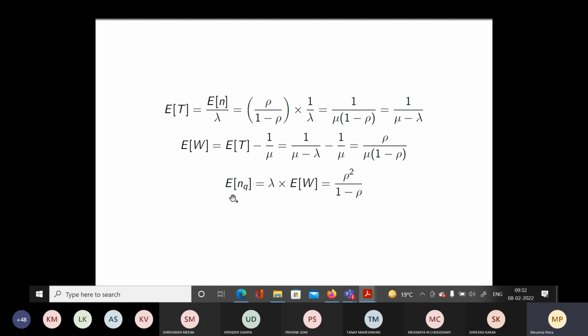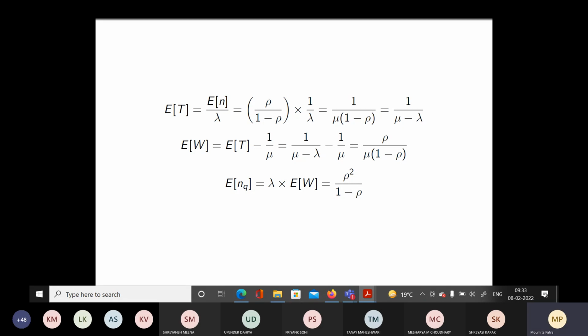Now if you want to find out the average number of jobs in the queue, then you will use Little's law. You have the value of EW with you, you have lambda with you. So E of NQ by Little's law is equal to lambda times EW, and that gives you rho square by (1 minus rho). Okay, so these are the values that you get from your analysis.